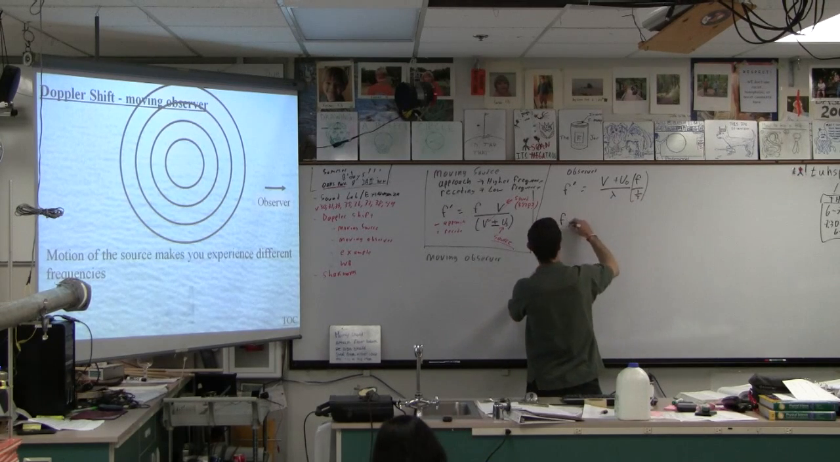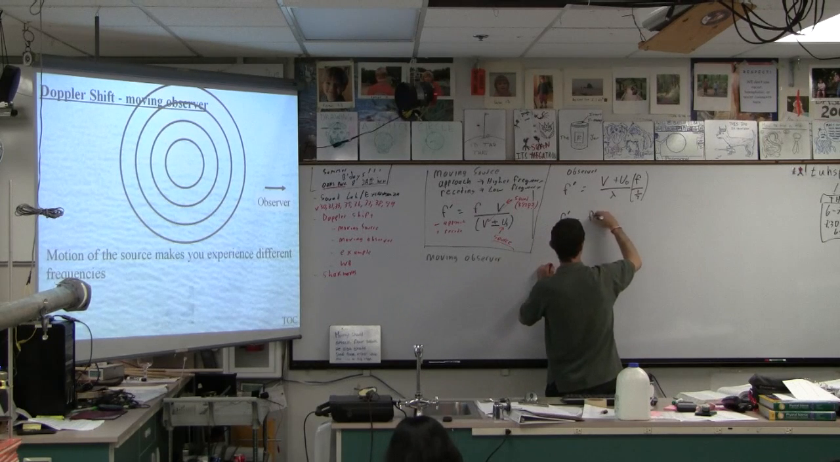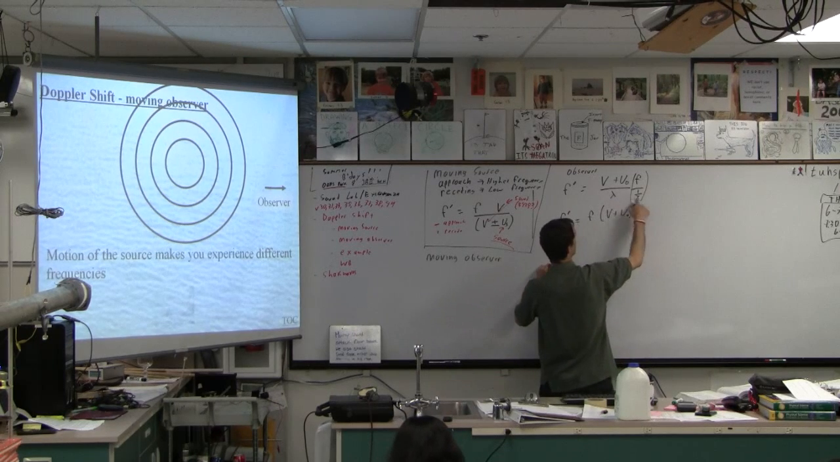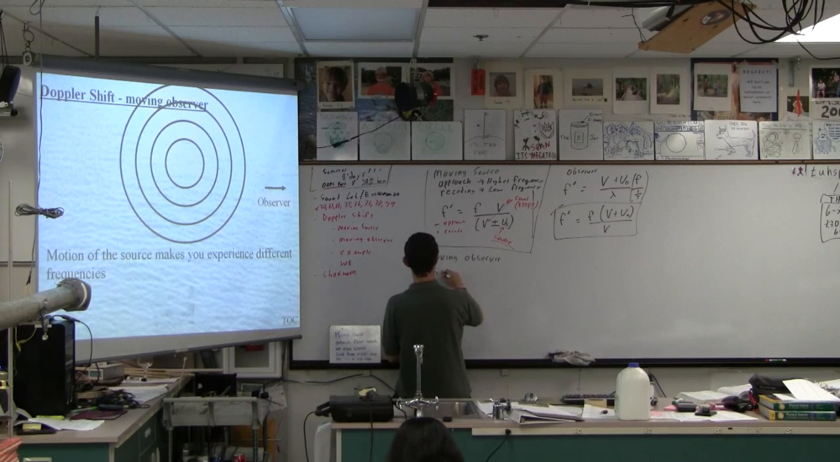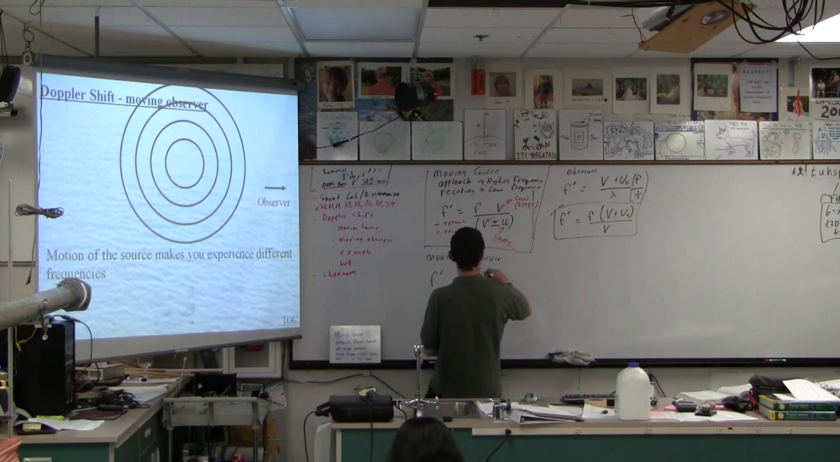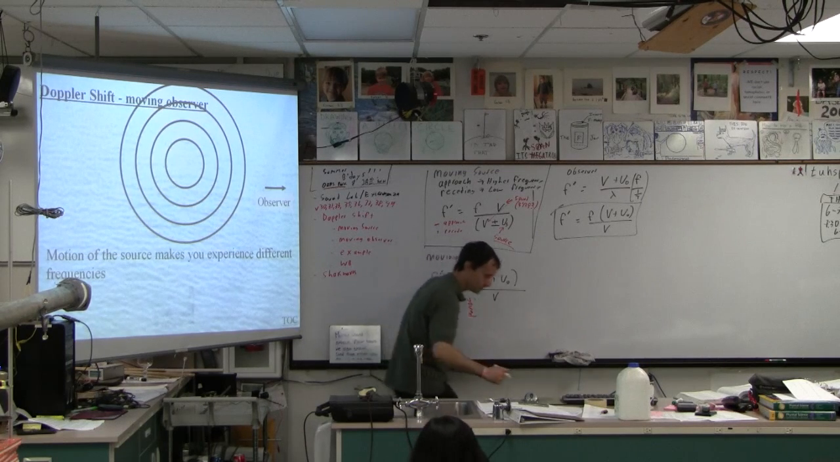Okay, so then the shifted frequency, the new frequency, is the original frequency times V plus U of the observer. And then what is lambda divided by period? Is that just the speed of sound? There we go, right? So for a moving observer, the shifted frequency is the original frequency times the speed of sound plus the observer's velocity, over the speed of sound. So this guy, this is the speed of sound.